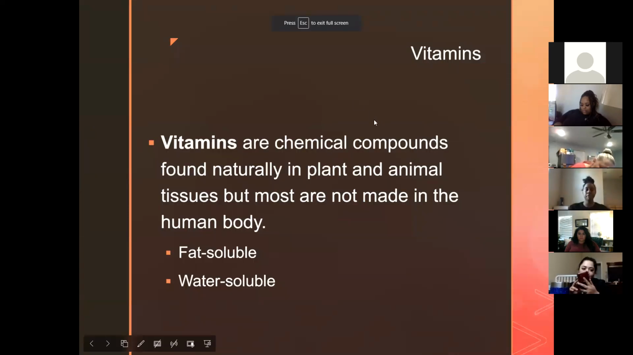Here we go. All right, so vitamins. These are those chemical things that are naturally found in plant and animal tissues, but most of them are not made in the human body, right? Anybody know which vitamins are fat soluble?